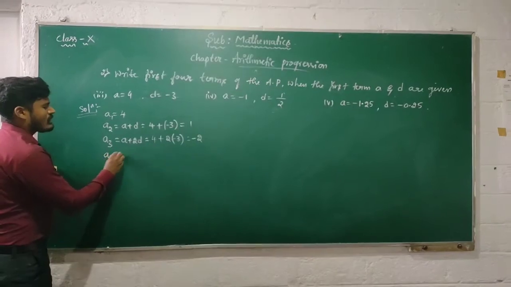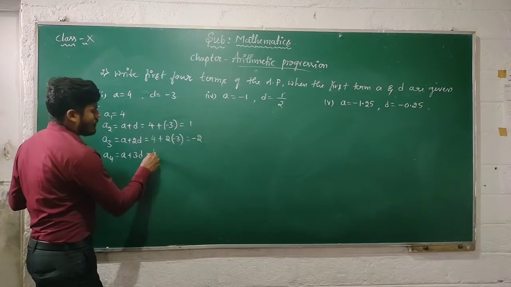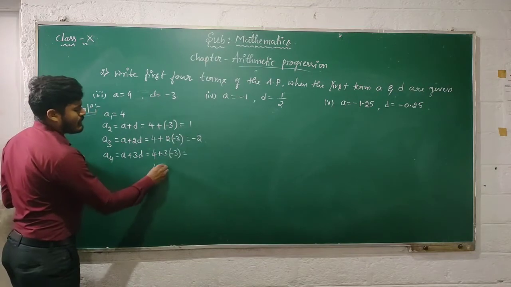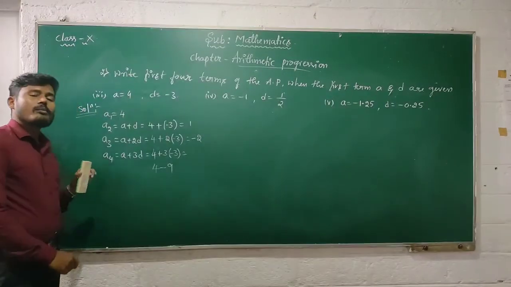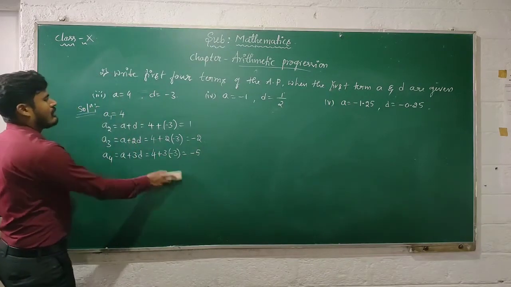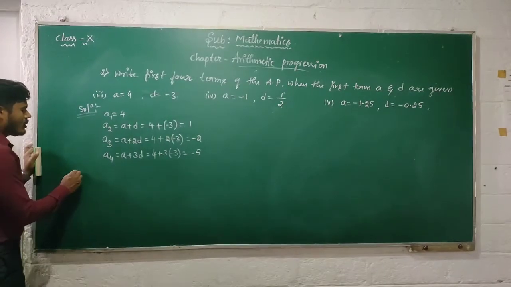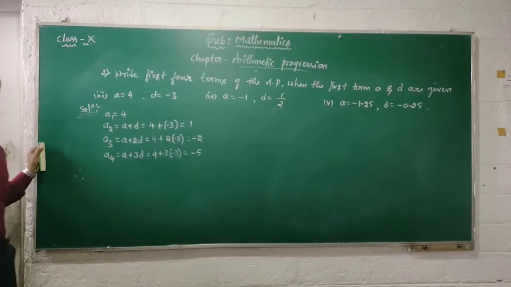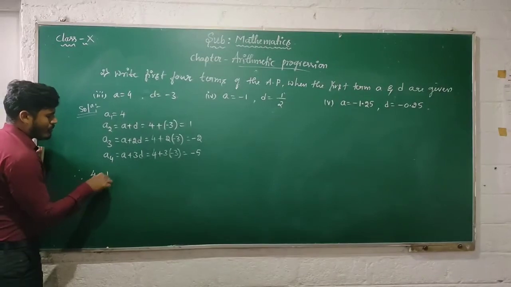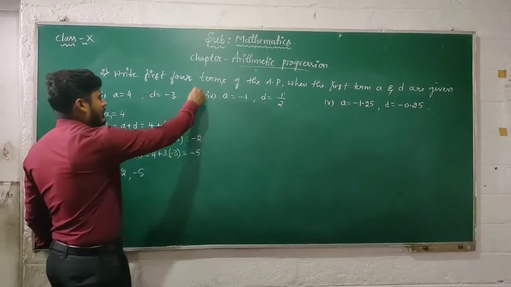Then the fourth term, a plus 3d. This is equal to 4 plus 3 of minus 3. So 4 plus into minus, 3 3s are 9. Then 4 minus 9 is equal to minus 5. So these are the first 4 terms of the given arithmetic progression, whose first term is 4 and the common difference is minus 3. Whose terms are 4, 1, minus 2, minus 5. Then next question.